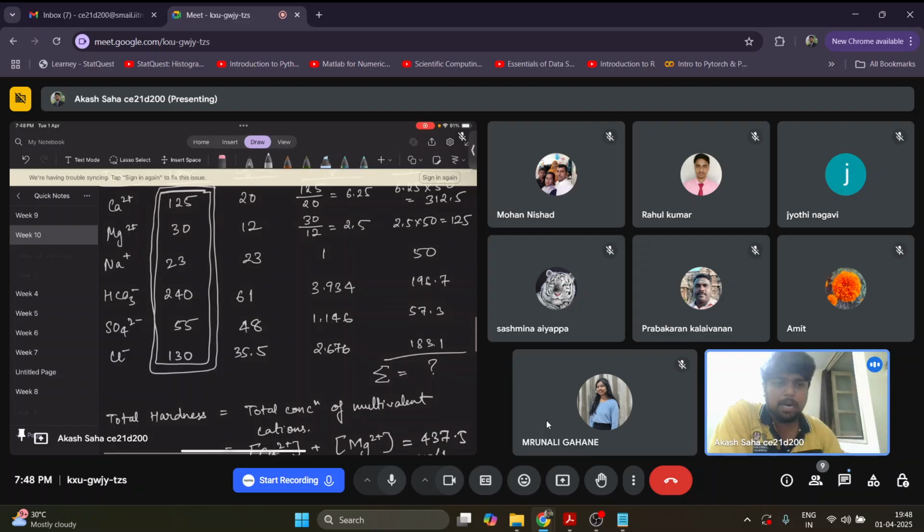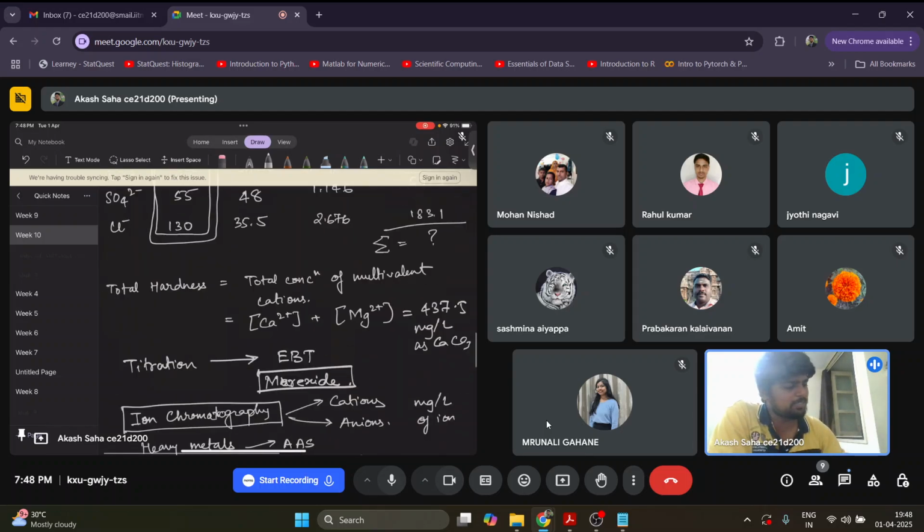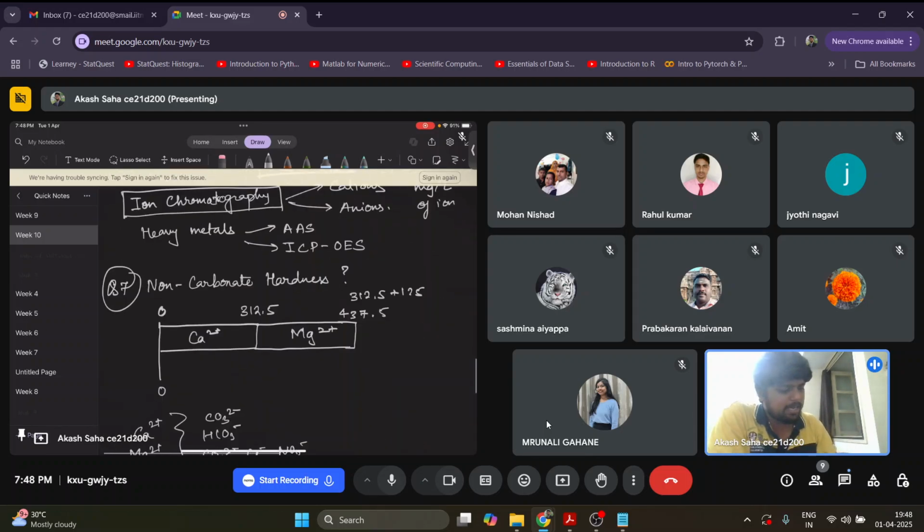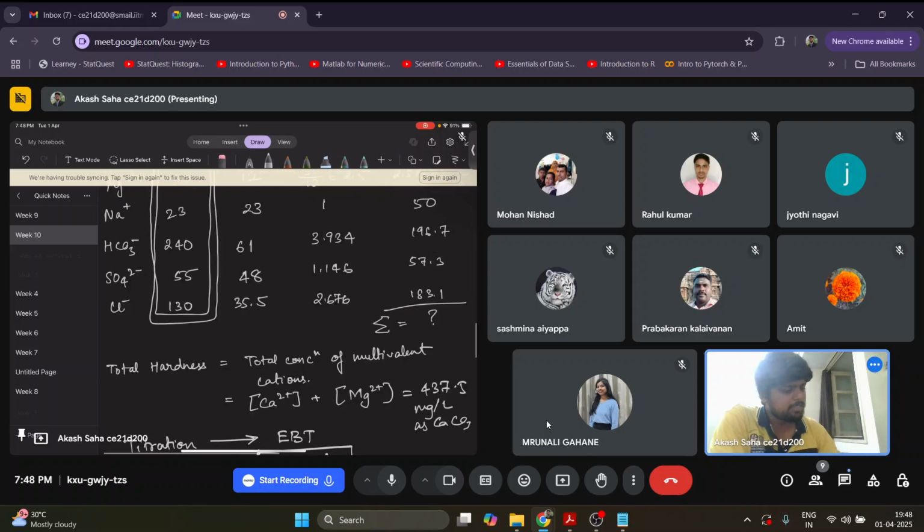I was saying my bicarbonate is 196.7. Here I showed all the hardness, the cations. Now here I will show the anions. So HCO3 minus, that is 196.5, somewhat like this. Then what else we have?